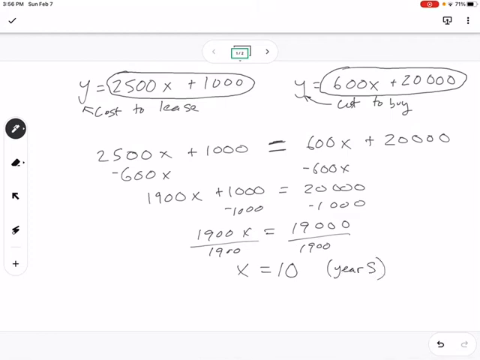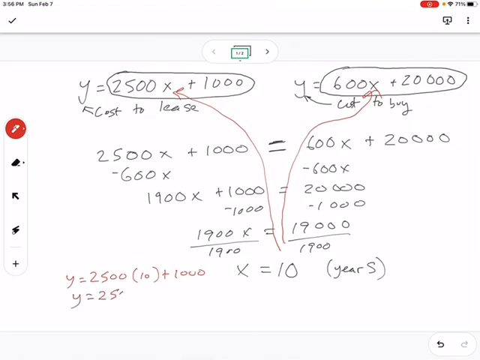Now, once we know that it's 10 years, we can put that value into that or into that. And because we're looking for the exact same time, we should get the exact same answer. And we can check that out right now. Y equals 2500 times 10 plus 1000. Y equals 25,000 plus 1000. Y equals 26,000.